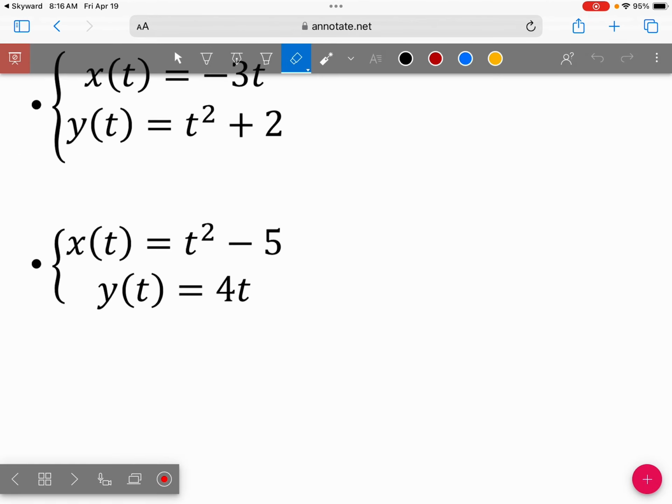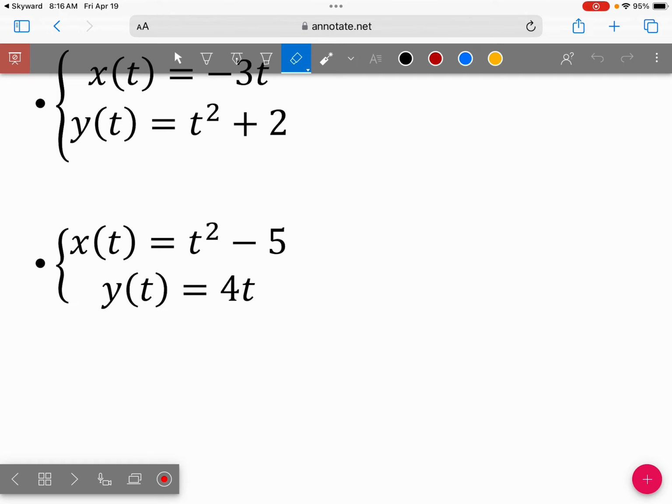All right, so when I'm looking here, do I start with a red light? I have t squared minus 5. Does that have a red light? All right, 4 times t, is that a red light? All right, so we start off good. So now let's start writing our Cartesian equation. So we're going to take that x. Go ahead and solve that for t.